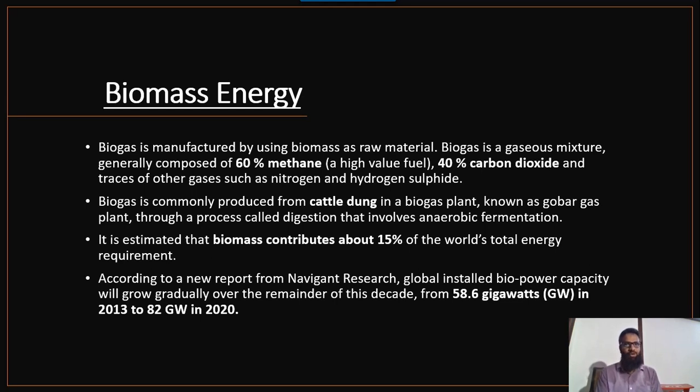Normally for biogas, the major resource is basically biogas plants or animal waste. Statistically, if we see the overall status of biomass, almost 15% of the energy demand is fulfilled by biomass. And if we see the growth of biomass, it produced almost 58.6 gigawatt of electricity in 2013 and almost 82 gigawatt of electricity in 2020.